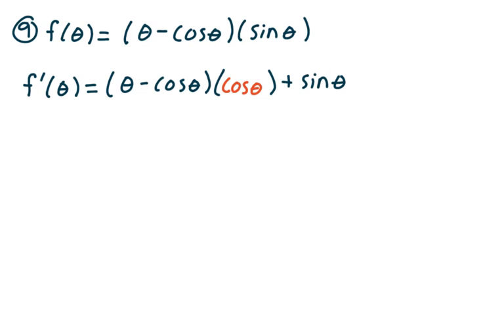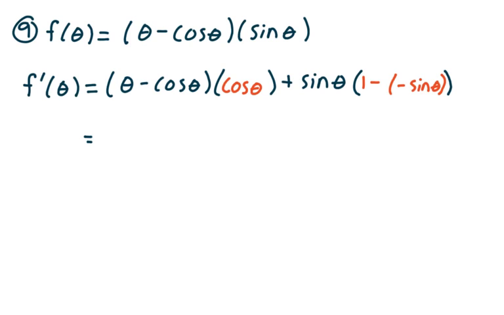So you guys notice this is classic product rule. And then I'm going to take the derivative of theta minus cosine theta with respect to theta. The derivative of theta with respect to theta is 1. The derivative of cosine theta with respect to theta is negative sine theta. So I'll write this in red. So we get 1 minus negative sine theta. Okay.